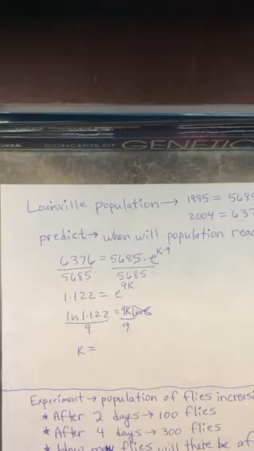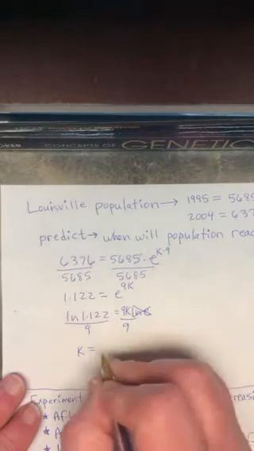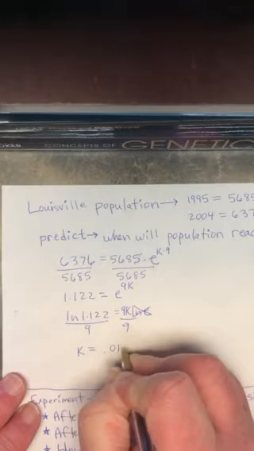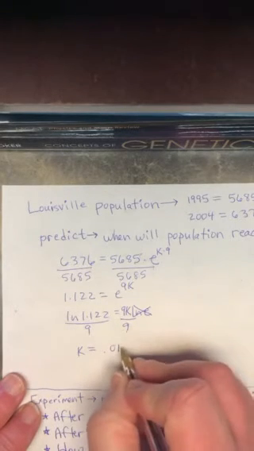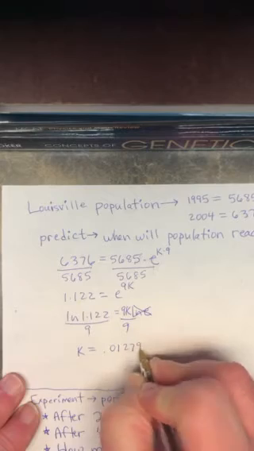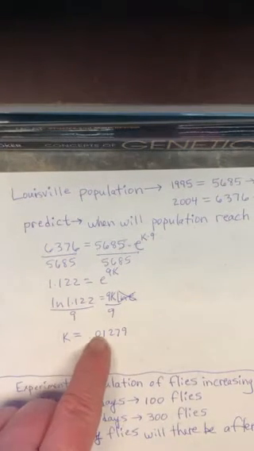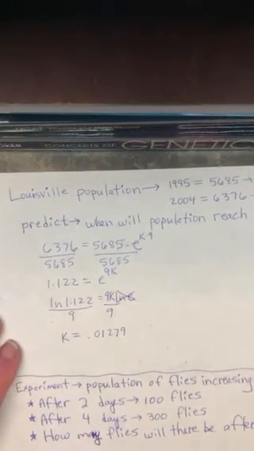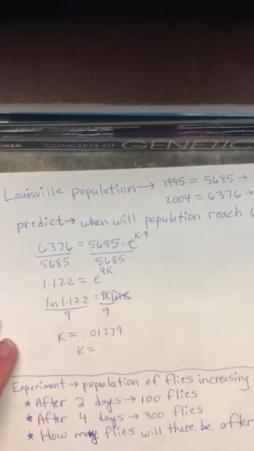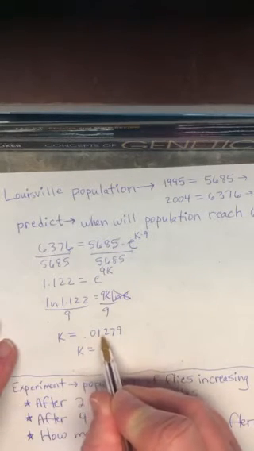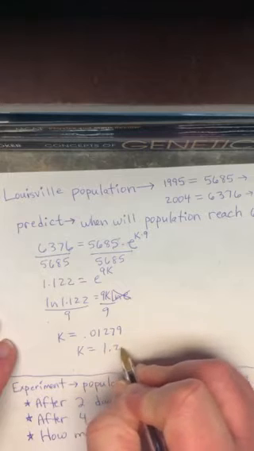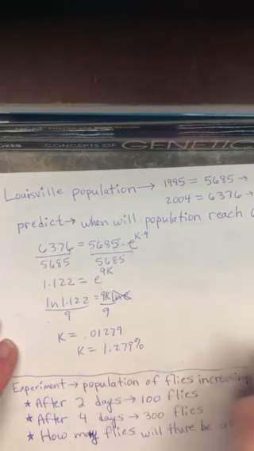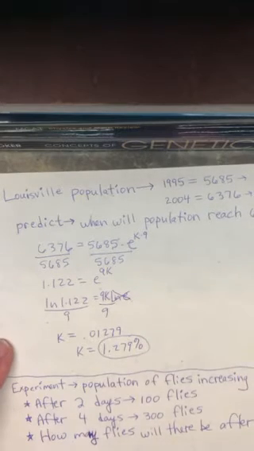I'm going to type in ln of 1.122, hit enter. Divide by 9, hit enter. And I'm getting 0.01279. Might as well make that as specific as we can. If I rounded that off to 3 places, it'd be 0.013, and that's no problem. I'm not going to get that specific on your final answers, but might as well get as specific a value as I can. If I move that 2 to the right, 1.279% per year is the population growth rate.